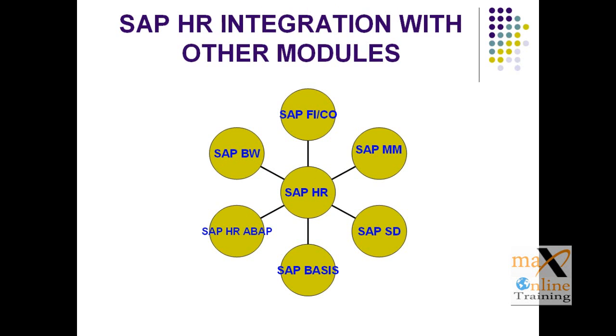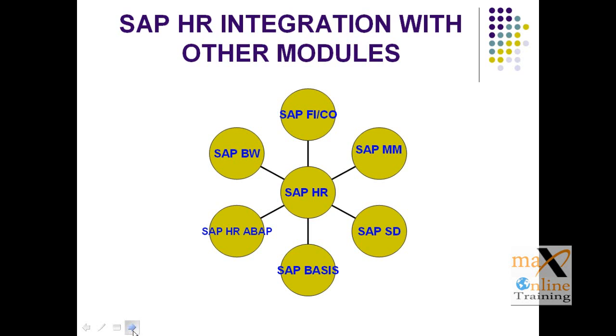This is the difference between SAP HR ABAP and ABAP. SAP HR ABAP is meant only for the SAP HR module. Normal general SAP ABAP is meant for FICO, MM and SD. This is the difference between SAP HR ABAP and ABAP. Yeah, now I got it.